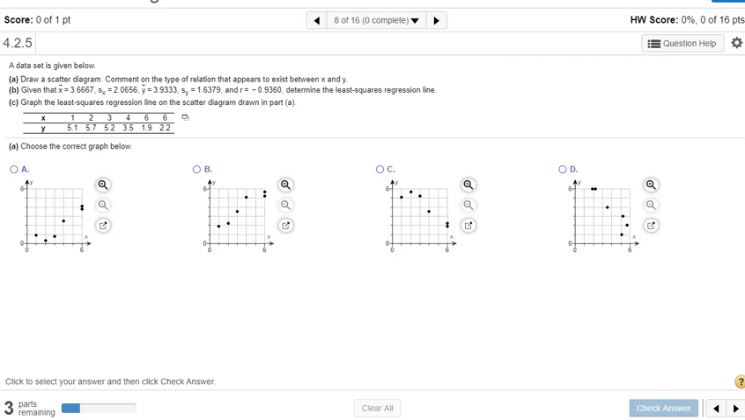A data set is given below. Draw a scattergram or a scatter diagram and comment on the type of relationship that appears to exist between x and y. They give us the sample means and sample standard deviations for each one, and they even give us the r of negative 0.9360.